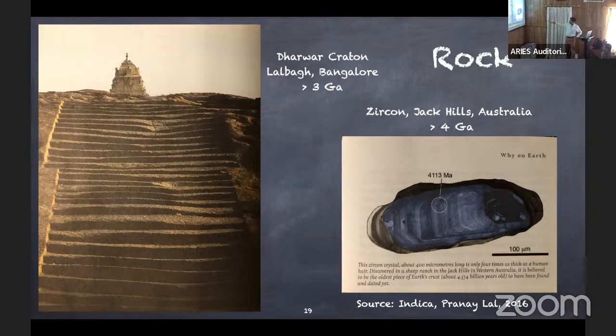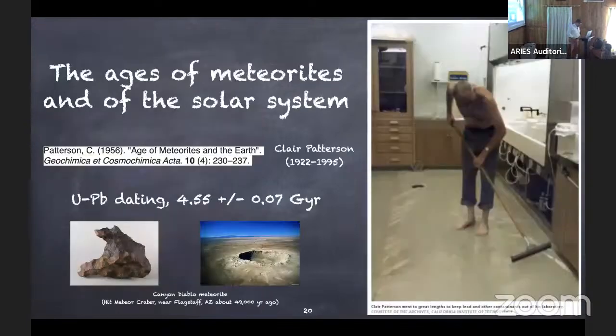And of course, this piece of zircon is arguably the oldest piece of the Earth's crust. These zircons travel through the crust, of course. They get recycled, but they're so refractory that they put on a new layer as they go past. And a piece of this is actually more than 4 billion years old. Okay? There's a wonderful book, by the way, to read: Pranay Lal's book from 2016. That's where I found this stuff.